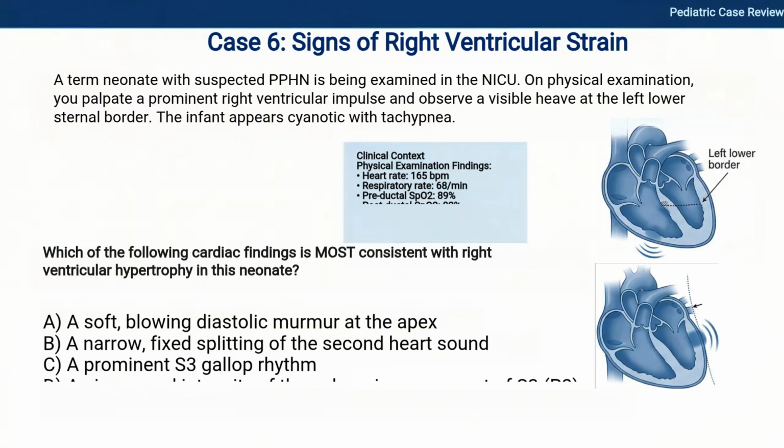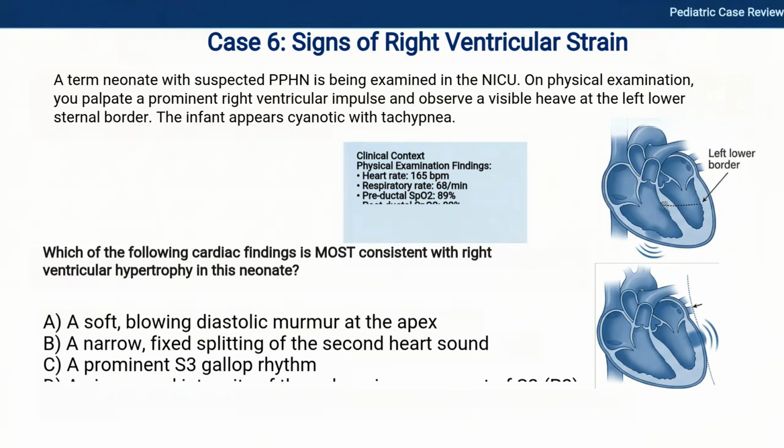Case 6. A term neonate with suspected PPHN is being examined in the neonatal intensive care unit. On physical examination, you palpate a prominent right ventricular impulse and observe a visible heave at the left lower sternal border. The infant appears cyanotic with tachypnea. Vital signs show heart rate 165 beats per minute, respiratory rate 68 breaths per minute, preductal saturation 89%, and postductal saturation 82%. A palpable right ventricular heave is present. Which of the following cardiac findings is most consistent with right ventricular hypertrophy in this neonate?